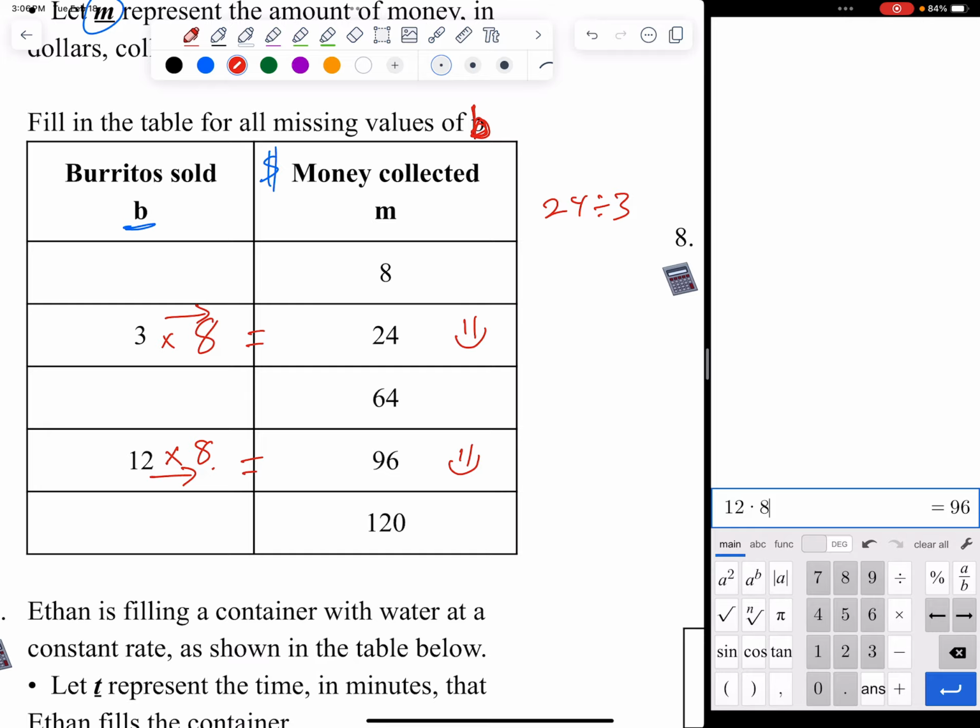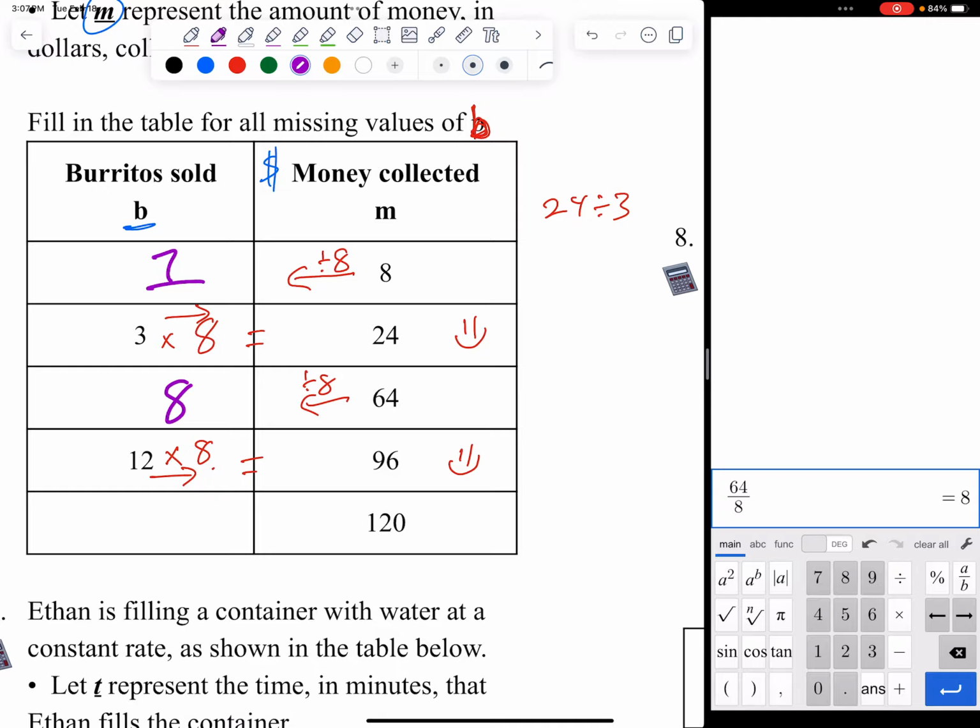So the question is, if I go to the right by multiplying, what do we say to go backwards? Instead of multiply by 8, I'm going to divide by 8. So the first one is 8 divided by 8, and I get 1. Then I get 64 divided by 8. So let me check calculator, 64 divided by 8, and I get 8.